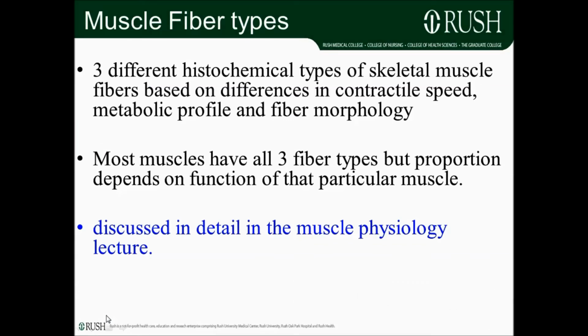Let's talk for a minute about muscle fiber types. There are 3 different histochemical types of skeletal muscle fibers, based on their differences in contractile speed and duration of the contraction, as well as fiber morphology and metabolic profiles. Most muscles have all 3 fiber types within them, but the proportion of which one predominates depends on the function of the particular muscle. That will be discussed in detail in the muscle physiology didactic material.